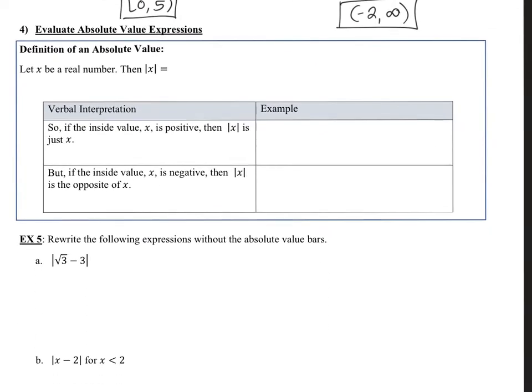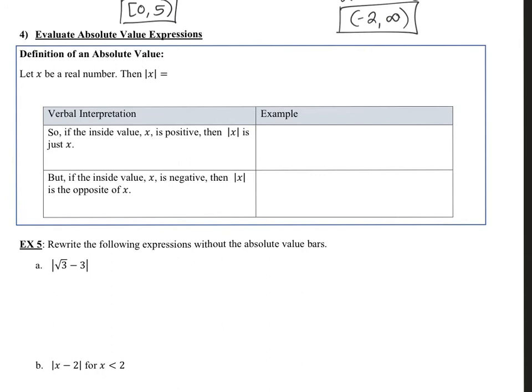Let's look at the next objective, which is evaluate absolute value expressions. Alright, so we're given a definition of an absolute value. If we're letting x be a real number, remember we've worked on real numbers, then the absolute value of x is, some fancy notation here, but we'll go over it. It's just going to be x, whatever's on the inside, if x is greater than 0. Another way of saying positive or 0. So greater than or equal to 0.